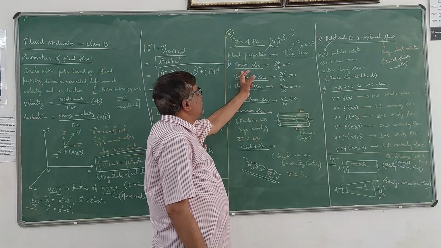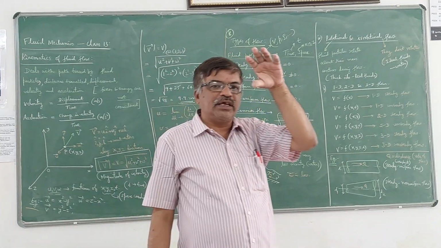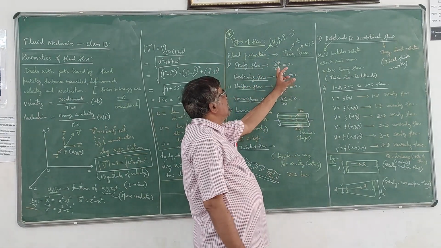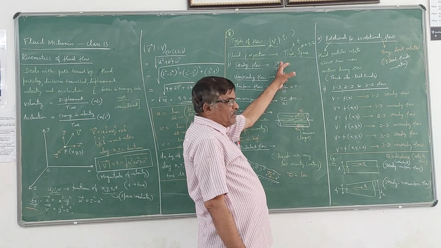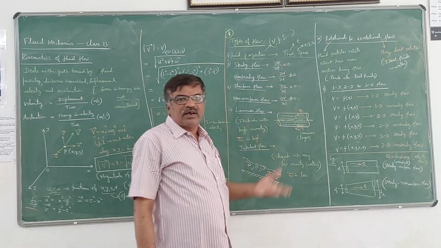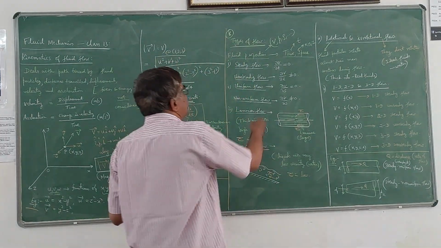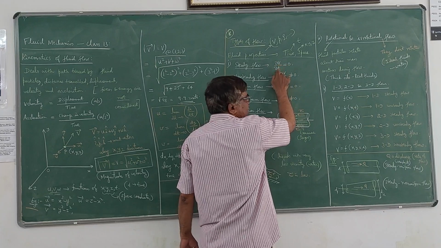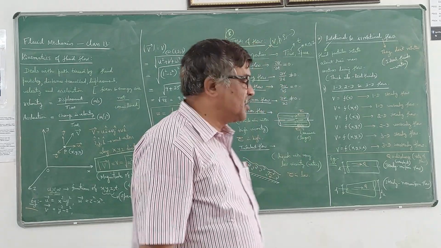Mathematically you can represent it like this: dou v by dou t is equal to 0. I am using the term dou here instead of d because v depends on so many parameters: it depends on x, y, z, and it depends on t. That's why I have taken the partial derivative. If this is 0, what is the meaning? Velocity remains constant with respect to time. That is why its derivative is 0.